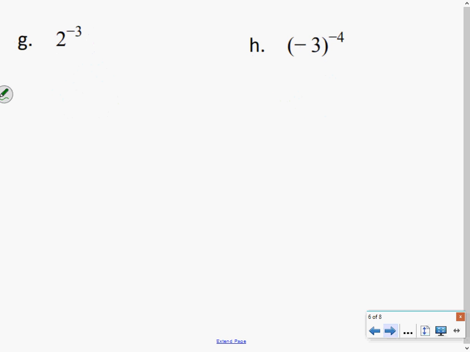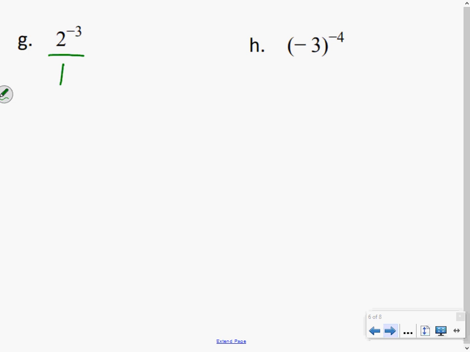Now, negative exponents are where things start getting a little trickier and where people start having a little bit more trouble. So remember, if we have a negative exponent, we need to move it to the opposite side of the fraction bar. And right now, if you look at these examples, we don't have a fraction. But remember that we can always put things over 1.